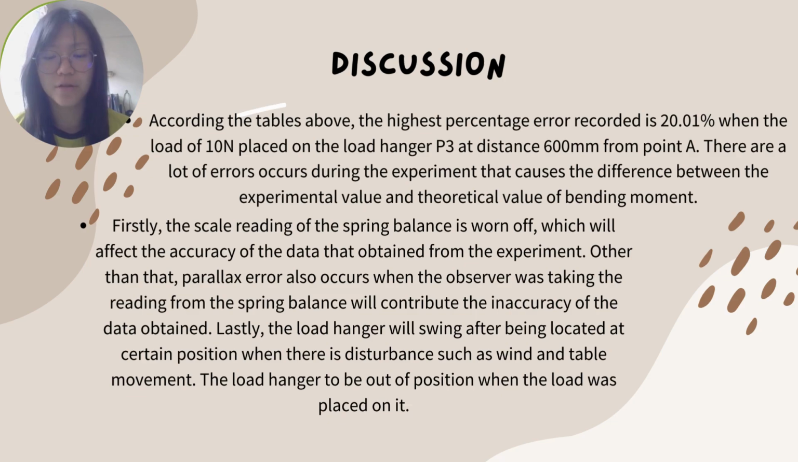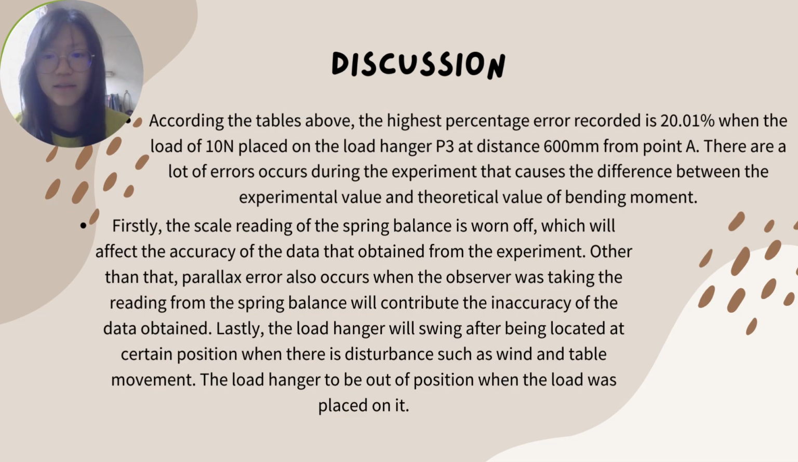According to the tables above, the highest percentage error recorded is 20.01% when a load of 10 Newton is placed on load hanger P3 at a distance of 600 millimeter from point A. There are a lot of errors that occur during the experiment that cause the difference between the experimental value and theoretical value of bending moment. Firstly, the scale reading of the spring balance is one of those that will affect the accuracy of the data obtained from the experiment.